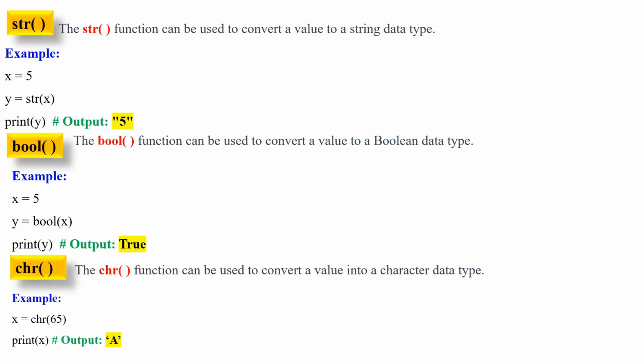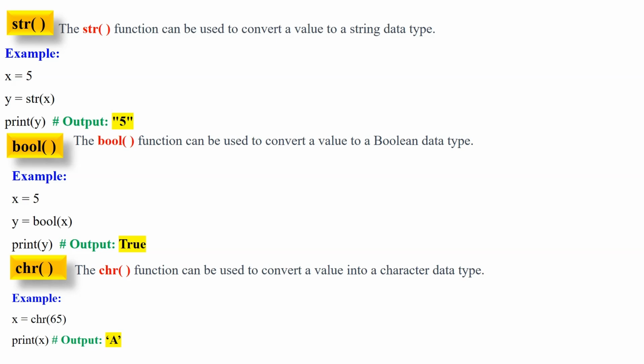Next is the bool function. The bool function can be used to convert a value to a Boolean data type. For example, x = 5, y = bool(x), print(y). Since x has a value of 5 which is non-zero, the bool function returns True. Therefore, the value of y becomes True. The statement print(y) outputs the value of y, which is True, as output.